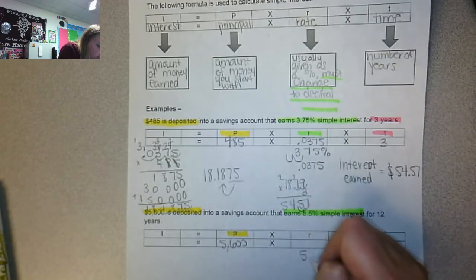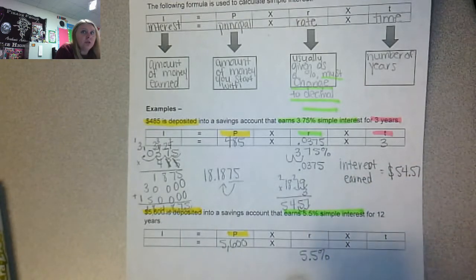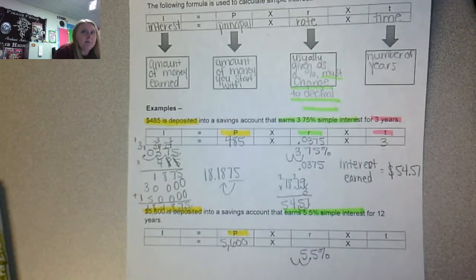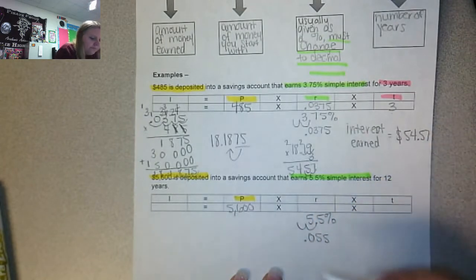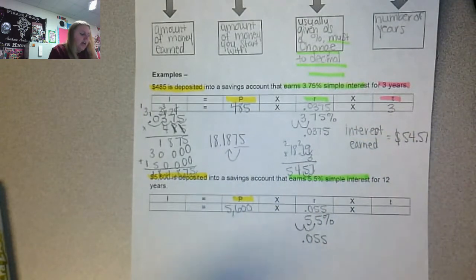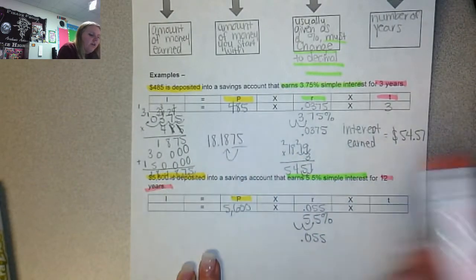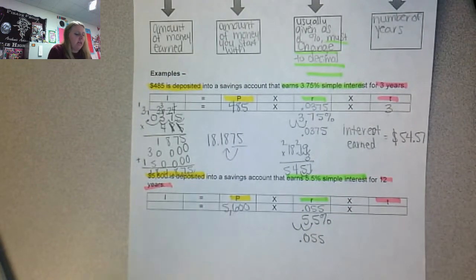So I'm going to change that 5.5% to a decimal. So I'm going to move Mr. Decimal 2 times to the left. So 1, 2. In that open space, I'm going to put a 0. So I have decimal 055. So I'm going to go ahead and fill that in. And then the next thing I'm looking for is T, the time. So if I go back, it says that I'm watching my money grow for 12 years. So I'm going to fill in a 12.